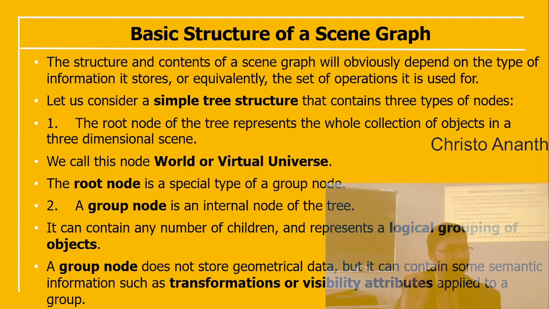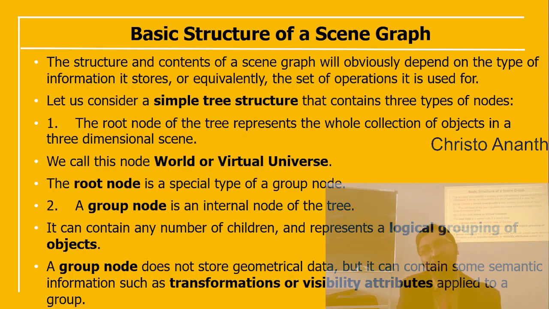We'll be having three types of nodes. So we'll have the root node of the tree, okay, which represents the whole collection of the objects in the 3D scene. We call this node the world or maybe virtual universe. Okay, so the root node is a special type of group node. Then you have the group node. It's an internal node of the tree. It will contain a number of children, and it will be representing a logical grouping of the objects.